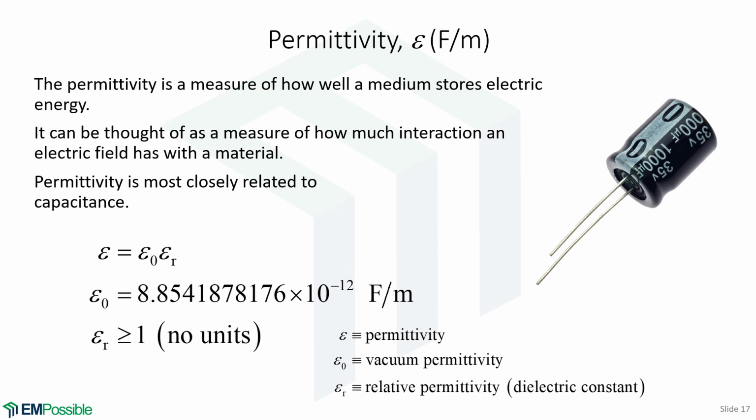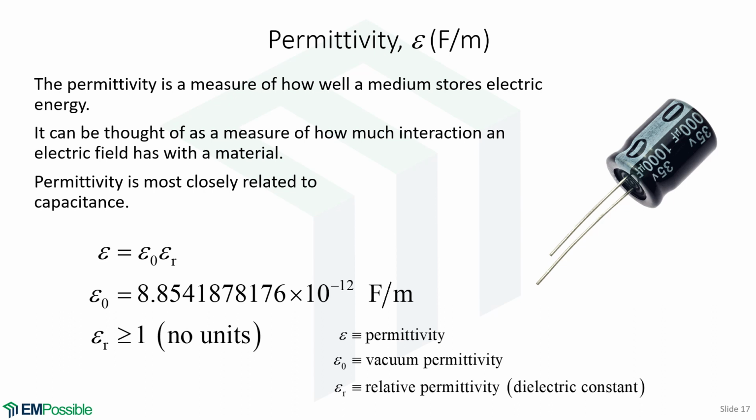We don't like to communicate to each other using these crazy types of numbers. So what we do is multiply the free space permittivity times a relative permittivity, also called the dielectric constant. This is the ratio or the factor by which the actual permittivity differs from the free space permittivity. This is a much more convenient number. So the vacuum of space or even air just has a relative permittivity of 1. That's an easy number to communicate.